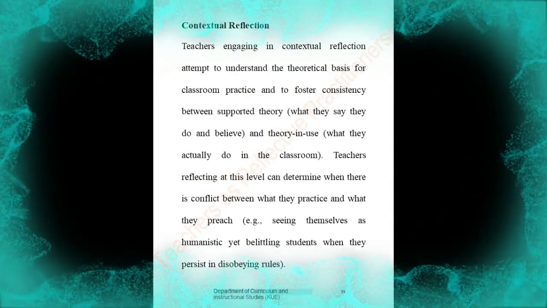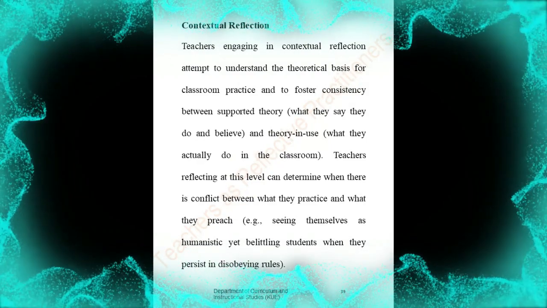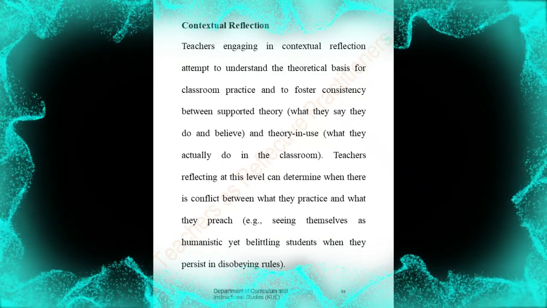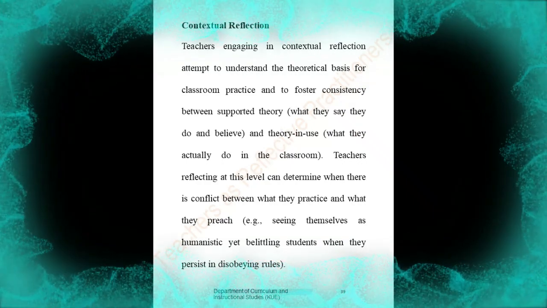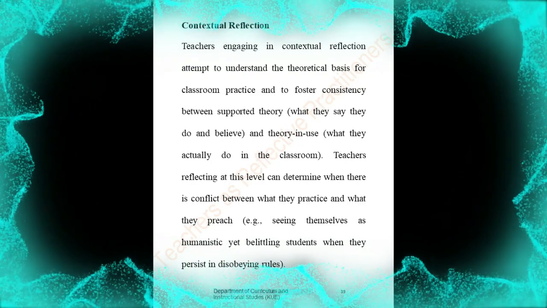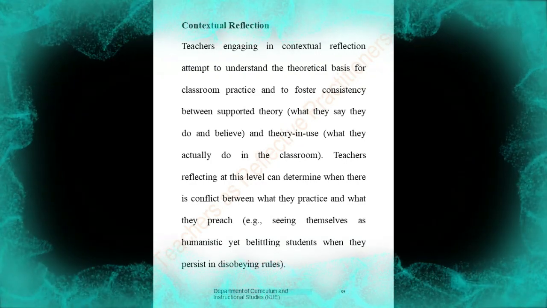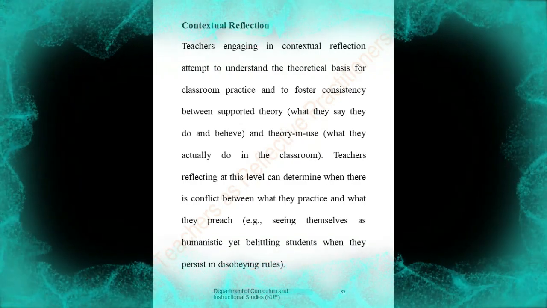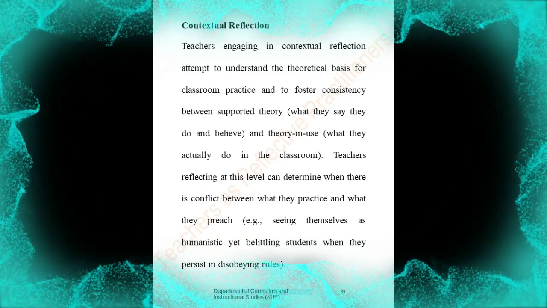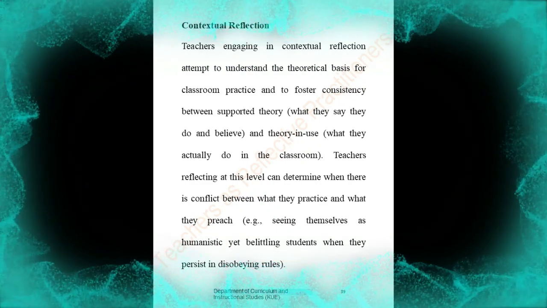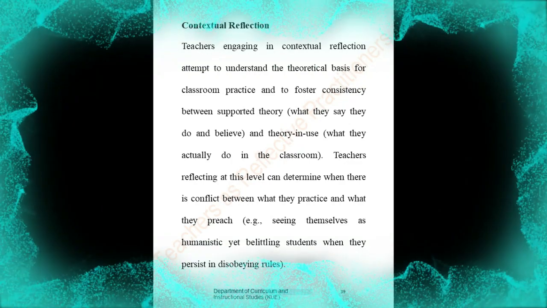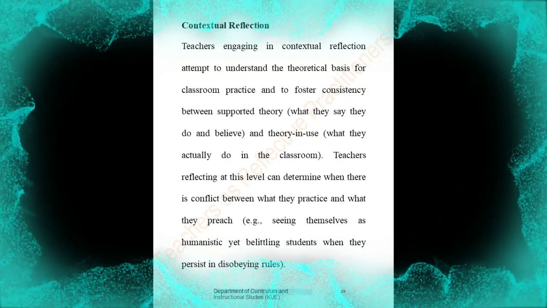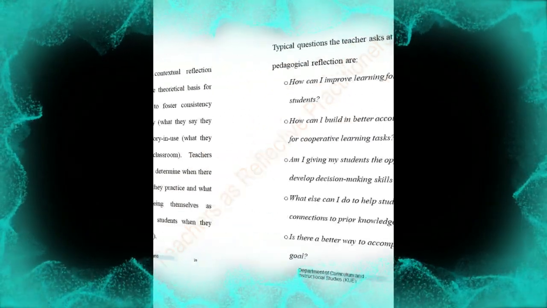Contextual reflection. Teachers engaging in contextual reflection attempt to understand the theoretical basis for classroom practice to foster consistency between espoused theory, what they say they do and believe, and theory in use, what they actually do in the classroom. Teachers reflecting at this level can determine when there is conflict between what they practice and what they preach, for example, seeing themselves as humanistic yet belittling students when they persist in disobeying rules.